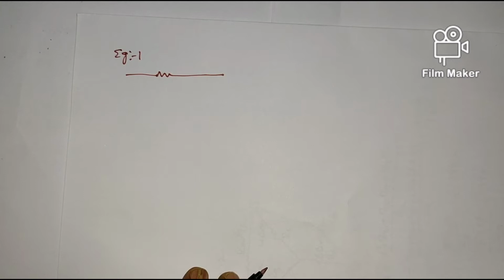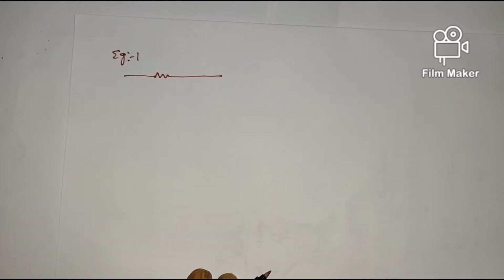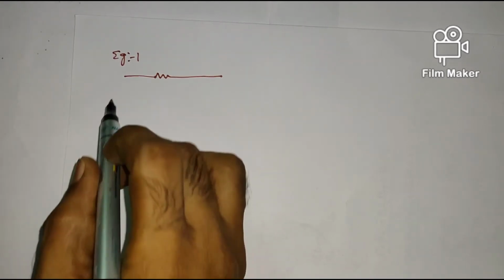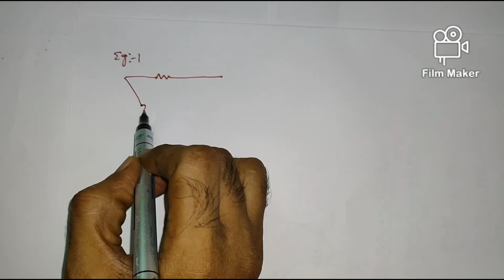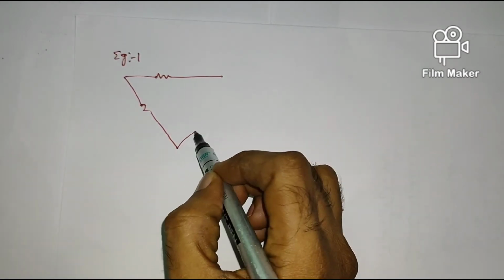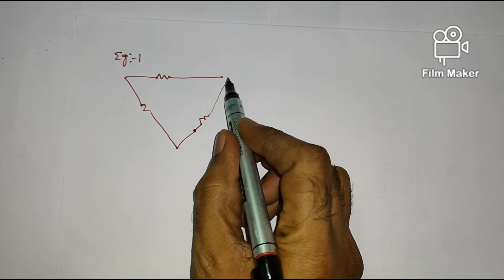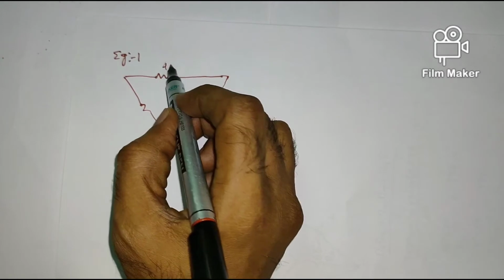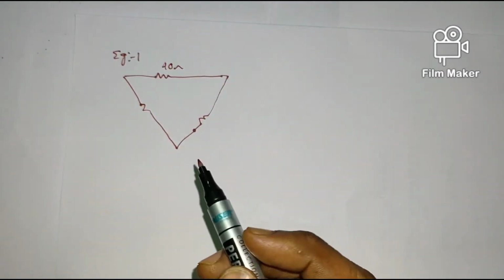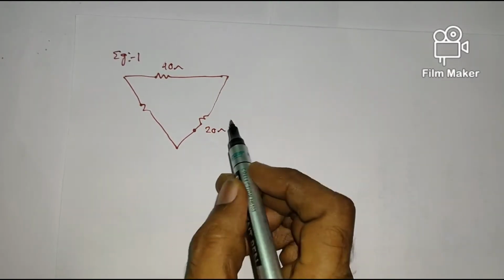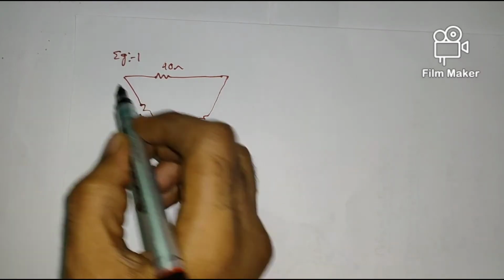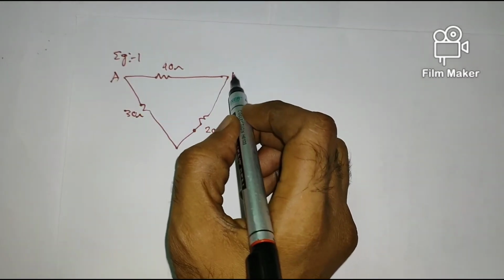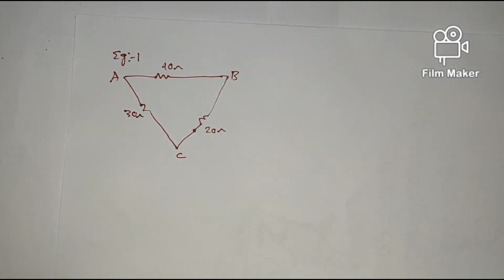Here I would like to deal with the problems related to star delta transformations. First let us begin with some basic problems. In example 1, let us consider a delta configuration having three resistances of 10 ohms, 20 ohms and 30 ohms at the terminals A, B and C.